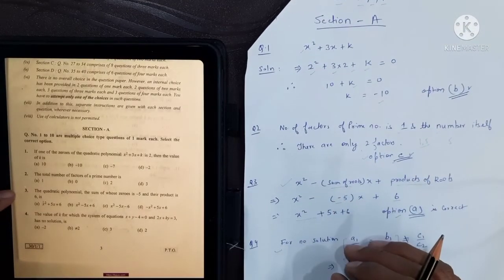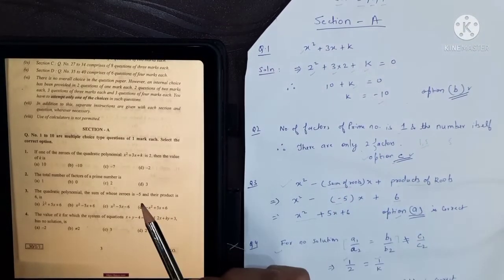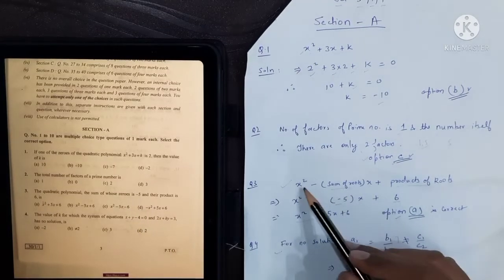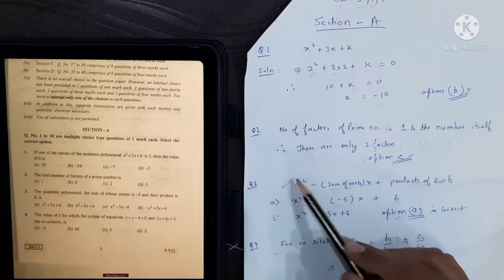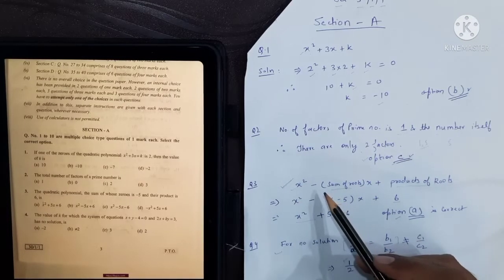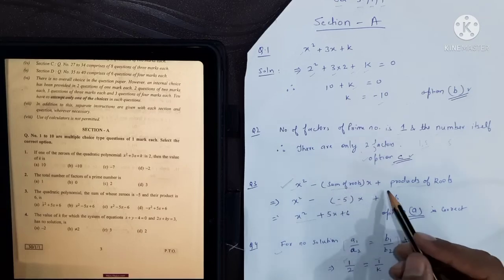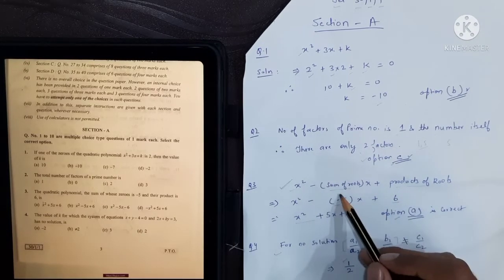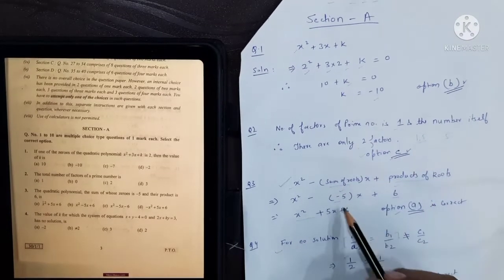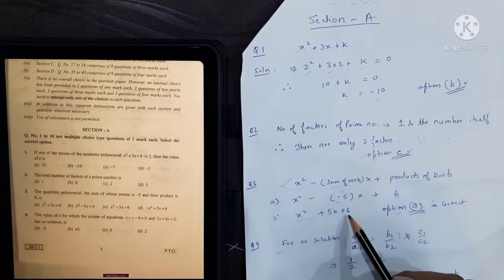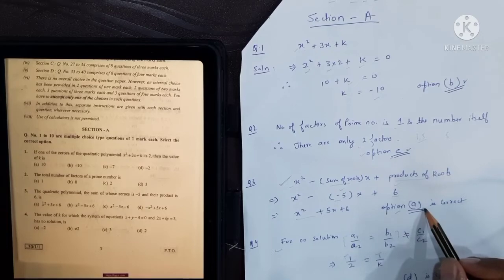Moving on to question number 3, the sum and the product of the zeros is given. We know the basic equation of a quadratic polynomial is x square minus sum of roots x plus product of the roots. We substitute those values into their places to get x square plus 5x plus 6. So the option A is correct.